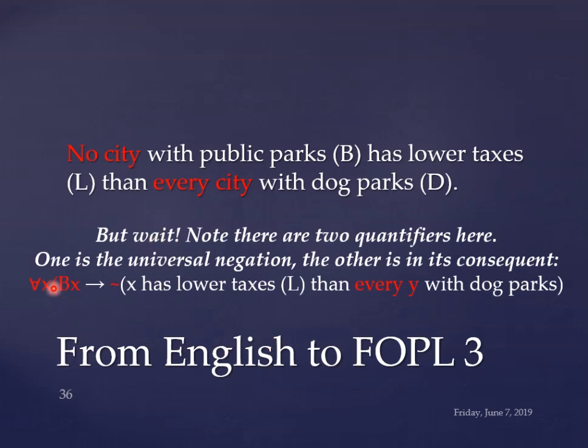So what this is going to say is that for every x, if x has public parks, then we put the tilde on the outside. And now we're going to put everything inside the parentheses that we haven't translated yet. So that's going to be x has lower taxes than every y with dog parks. So now we just have to translate this part: x has lower taxes than every y with dog parks.